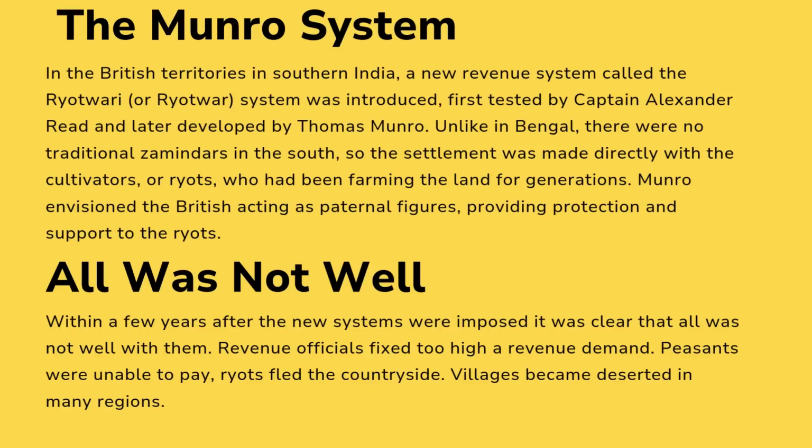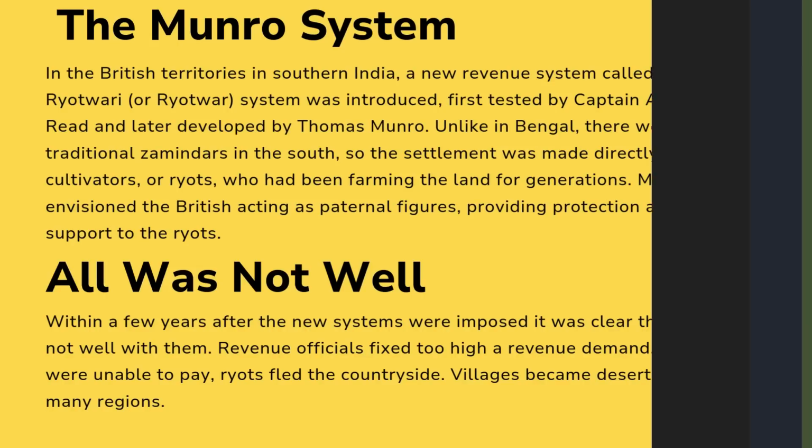All was not well. Within a few years after the new systems were imposed, it was clear that all was not well with them. Revenue officials fixed too high a revenue demand. Peasants were unable to pay, and ryots fled the countryside. Villages became deserted in many regions.